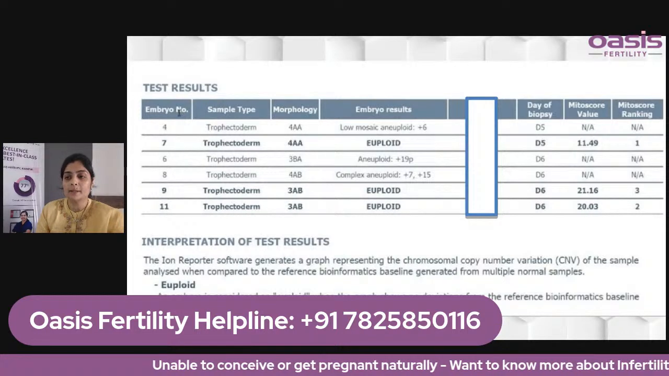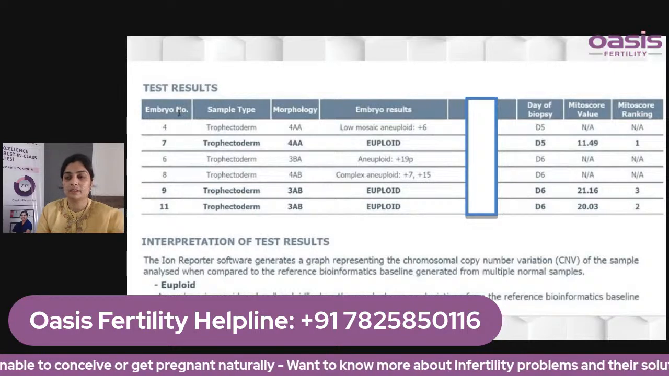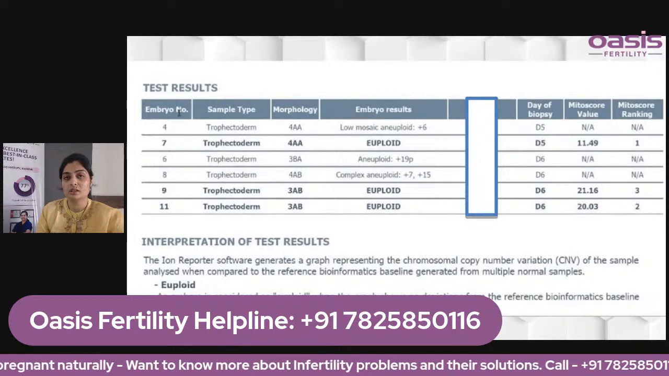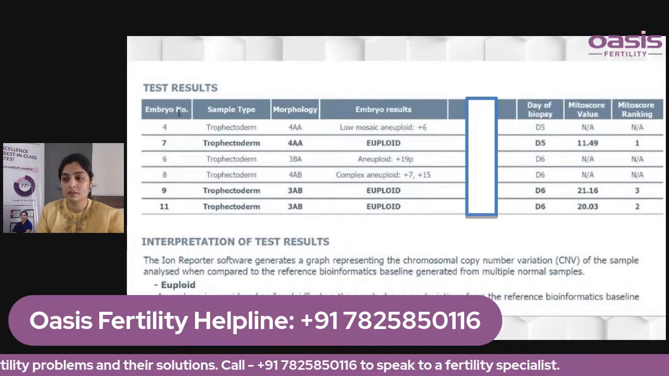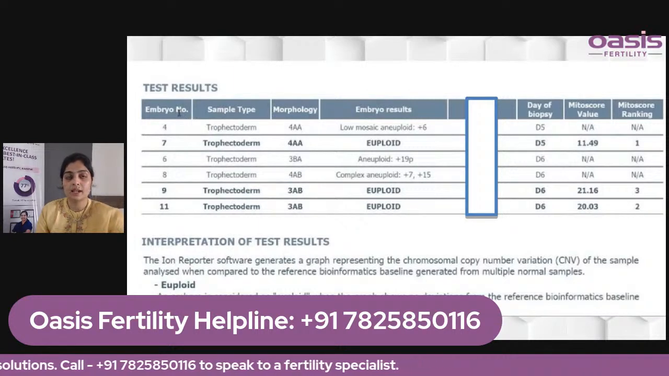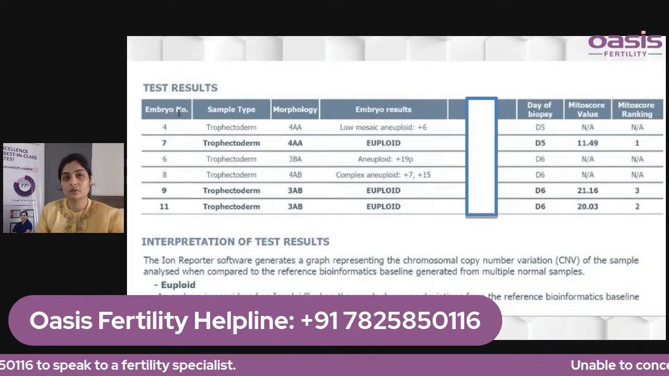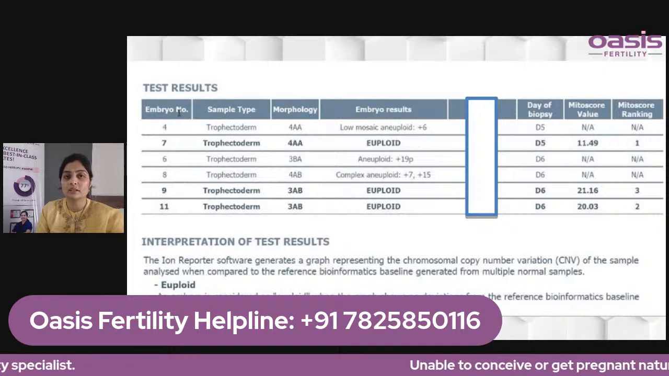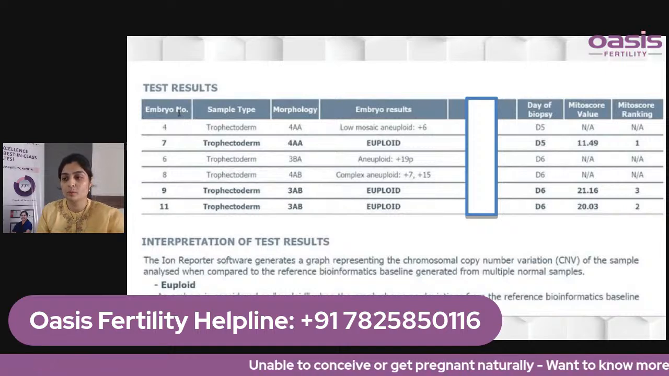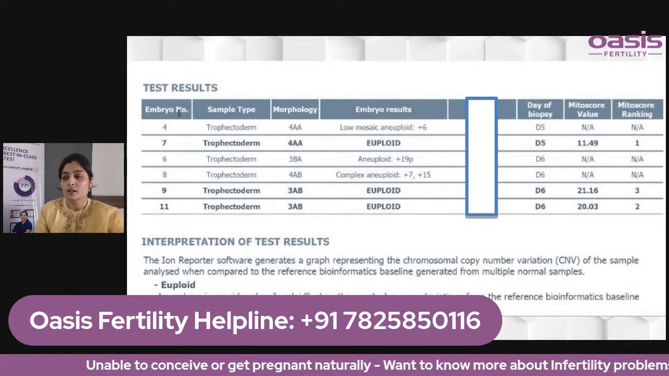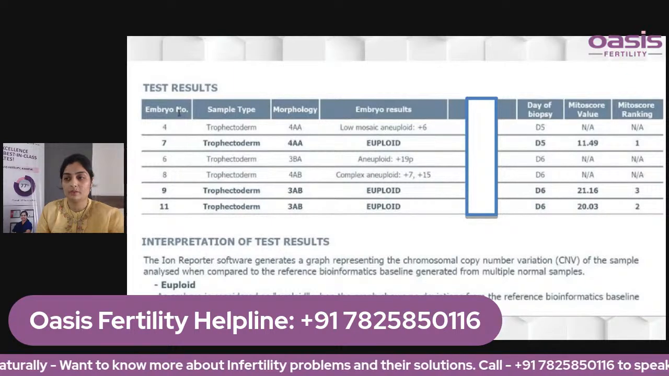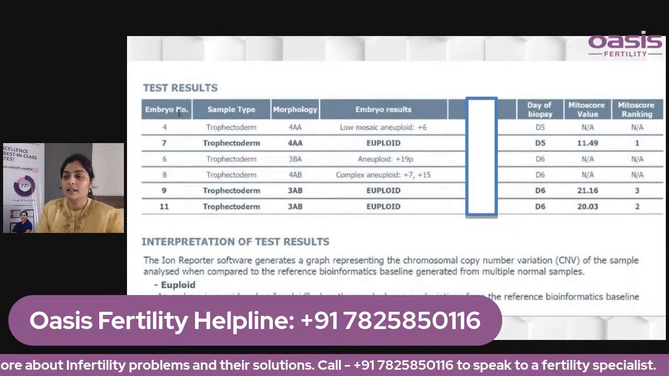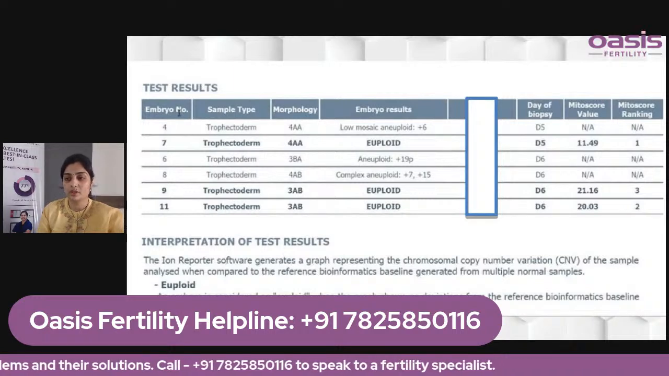So this is the sample type. What sample have we sent for the testing? As I previously mentioned, it is trophectoderm, the outer lining of an embryo. And how are the embryo results interpreted? As I previously mentioned, they can be interpreted as aneuploid or euploid. And there is other complex terminology, which is complex euploid, aneuploid. And this is the day on which the biopsy was done, day 5 or day 6. And this is the mitotic score value, depending on which the implantation rates can also be assessed.